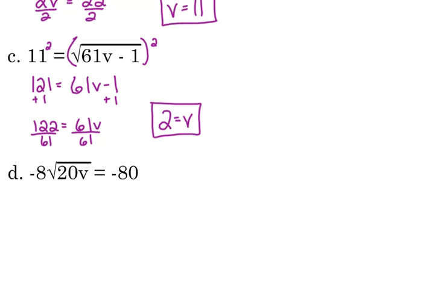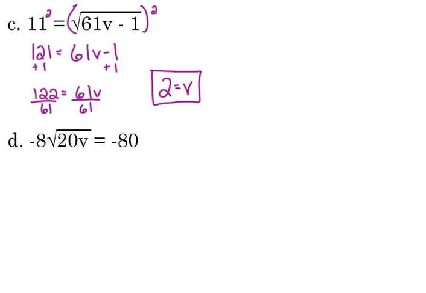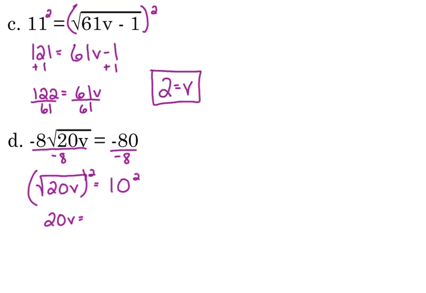All right, now D. Similar idea, but before we square both sides, we've got to isolate the square root. So what I mean by that is we've got to divide both sides by -8 first before we can square both sides. So then we square both sides. 20v equals 100. Make sure you actually square it. So v equals 5. Again, no reason not to check it.